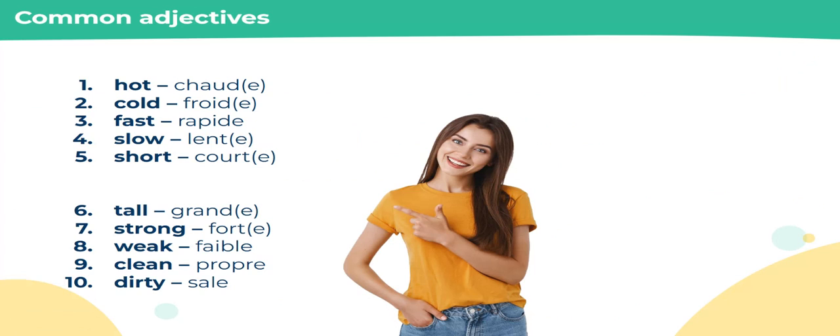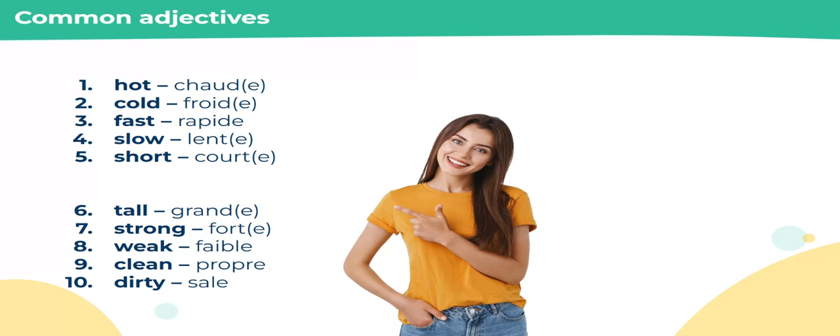Here we go for the first time. Number 1, hot. Number 2, cold. Number 3, fast. Number 4, slow. Number 5, short. Number 6, tall. Number 7, strong. Number 8, weak. Number 9, clean. And number 10, dirty.